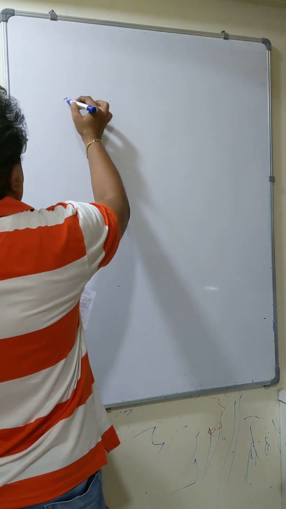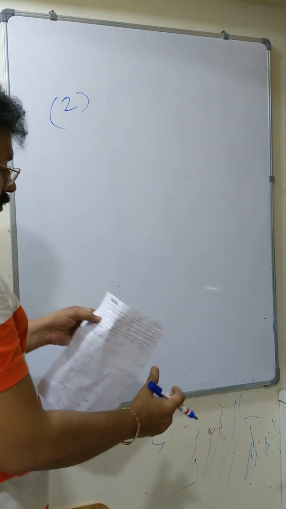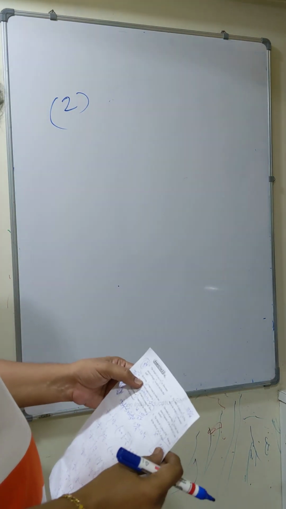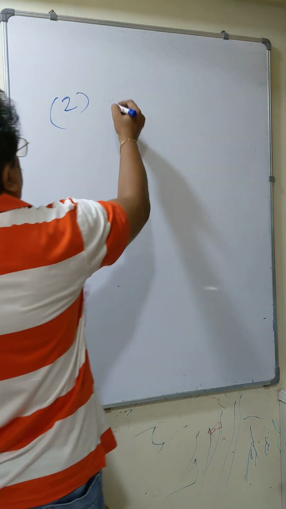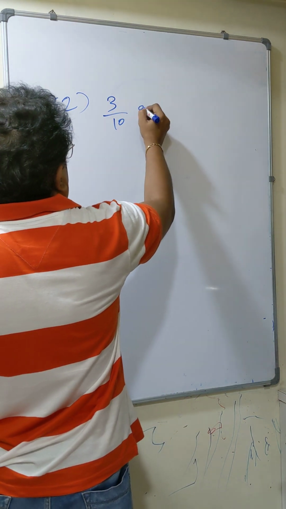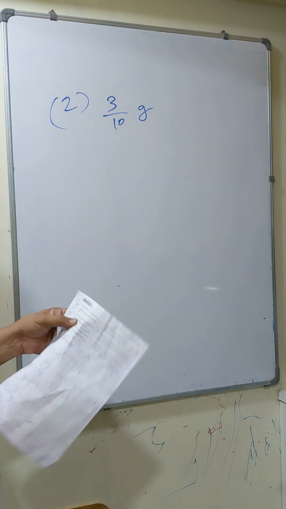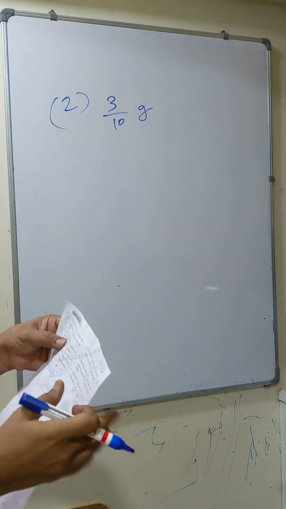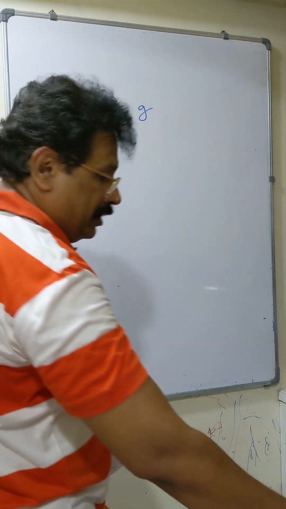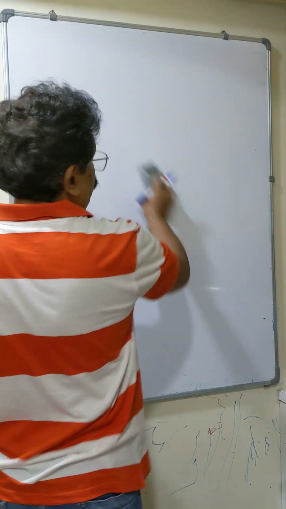Say we will do the second one. What does the second sum say? In a recipe, 3/10 gram of sugar is used to make one serving. If you want, I'll write the steps for this problem.